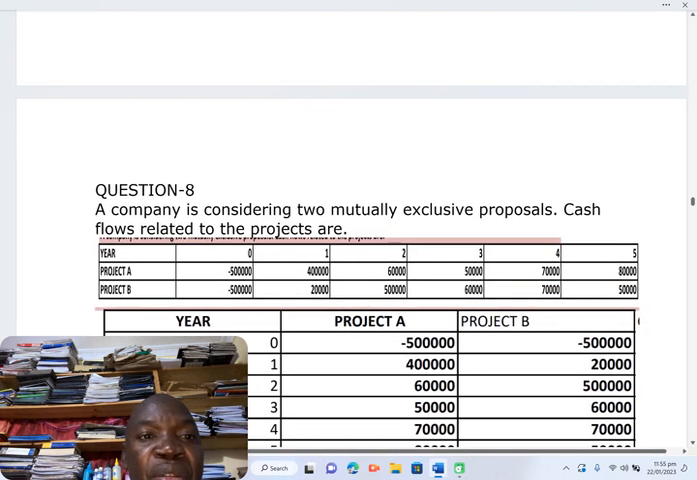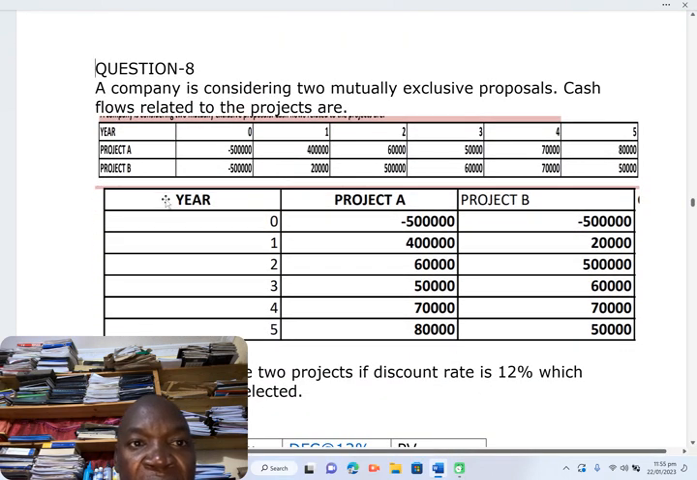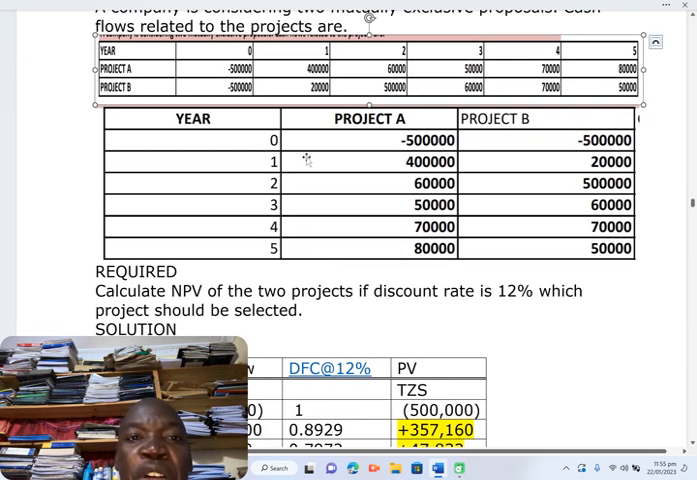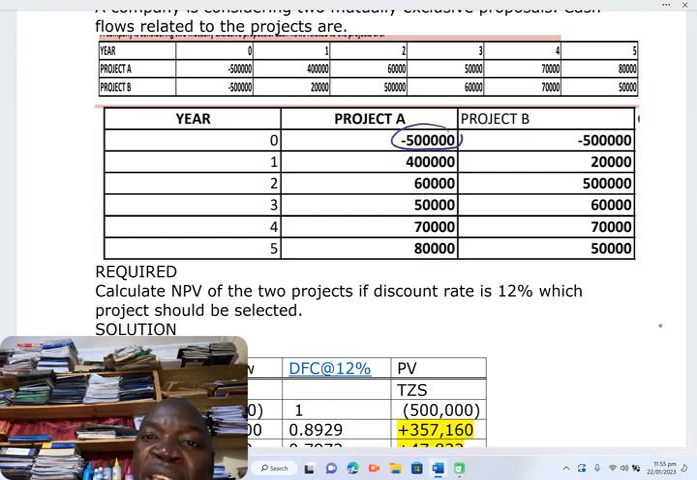Now see here for question number 8. Again, the company is considering 2 mutually exclusive projects. Now mutually exclusive projects are those projects which can't be executed altogether. Therefore, a project manager has to select one among the 2. So the cash flow has been given, project A and project B. As you can see here, initial investment of project A is 500,000 and also project B is 500,000.